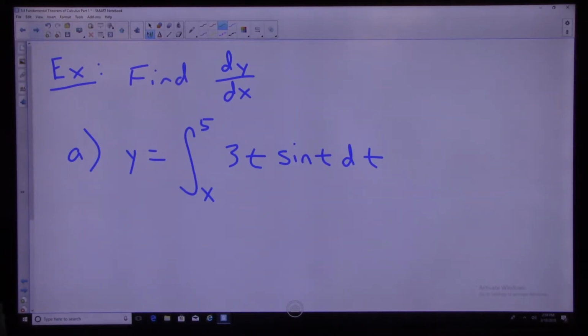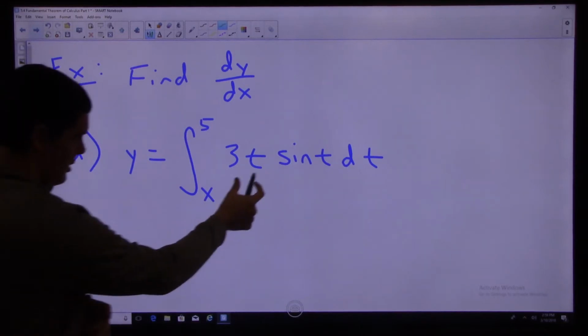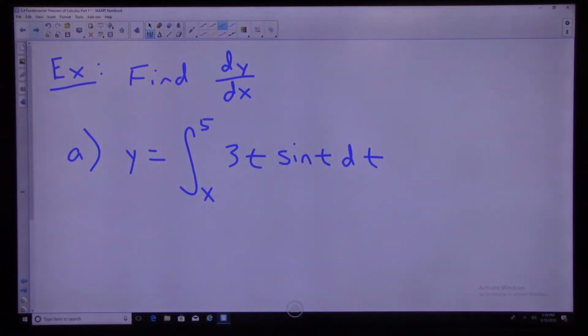So write this one down. Again, pause it if you need time to write it down, but I'm going to go ahead and talk about it. So, we've got y equals the integral from x to 5 of 3t sine t dt. Alright, so 3t times sine t, and then we got this dt. We're always going to have that d something, whatever variable we're integrating with respect to.